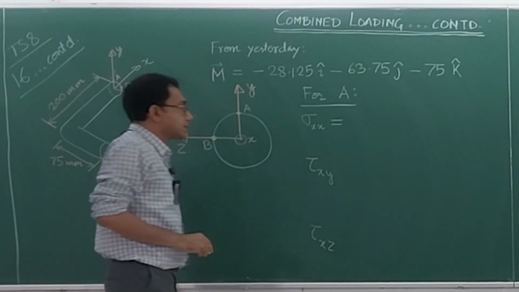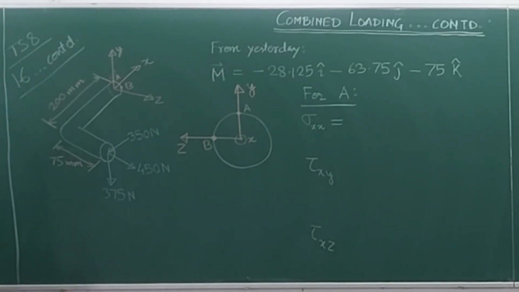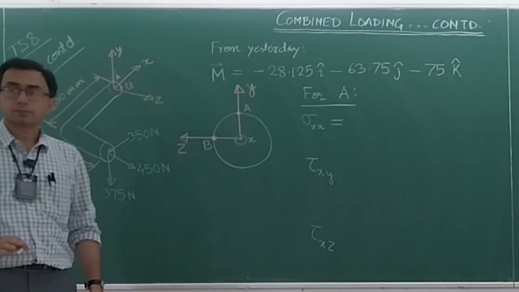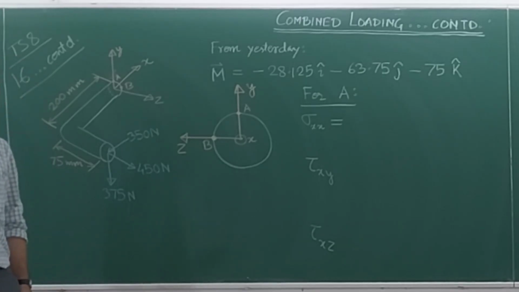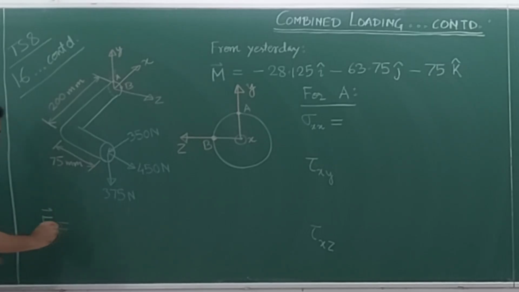So one by one. Now for sigma xx, you tell me what are the things that are going to be important at point A. First, the easiest thing is what? Force by area, the normal force by the area. Now let us also write down the normal forces. So the F, what is this F? This F is the negative of these forces, which are the applied forces.